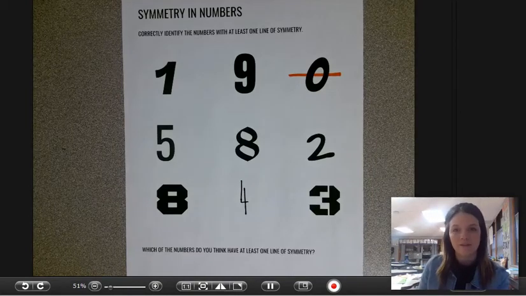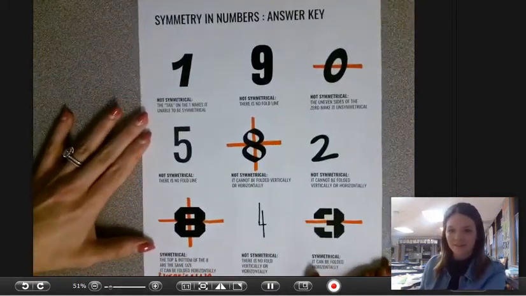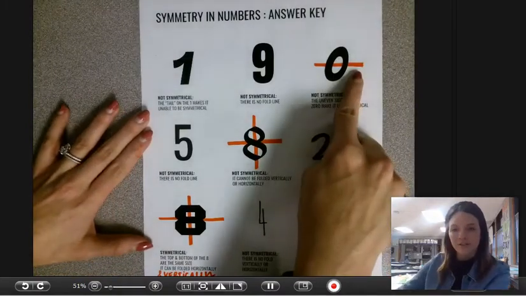Go ahead and pause the video, look at the remaining numbers on the pages, and see if you can find any other numbers that have a line of symmetry at any side, vertically, horizontally, or even diagonally. And when you're done with that, we also have the answers. So remember, this 0, unfortunately, is not.